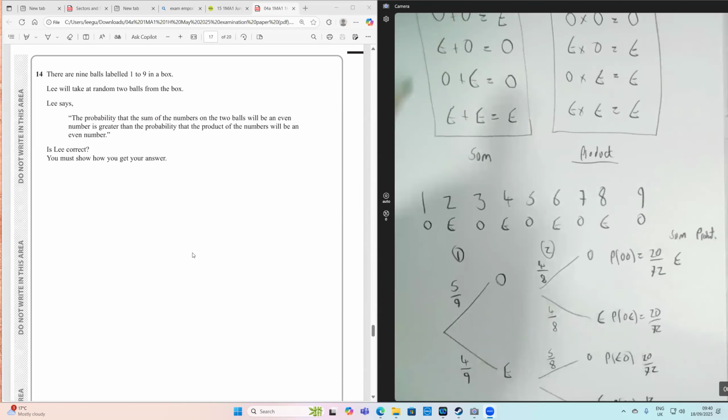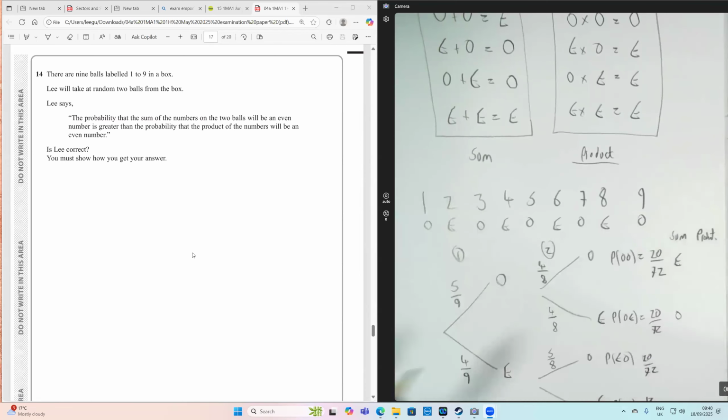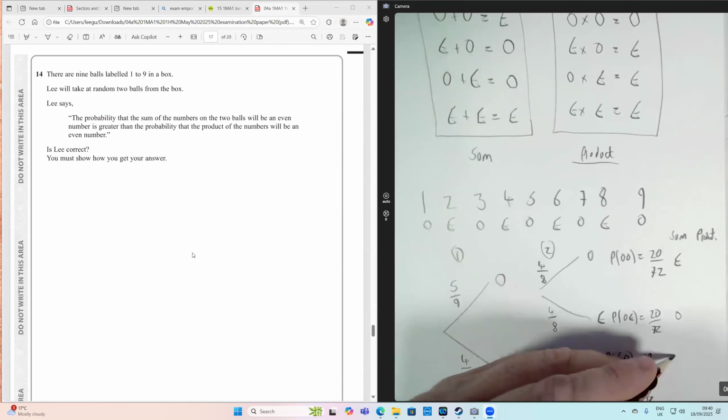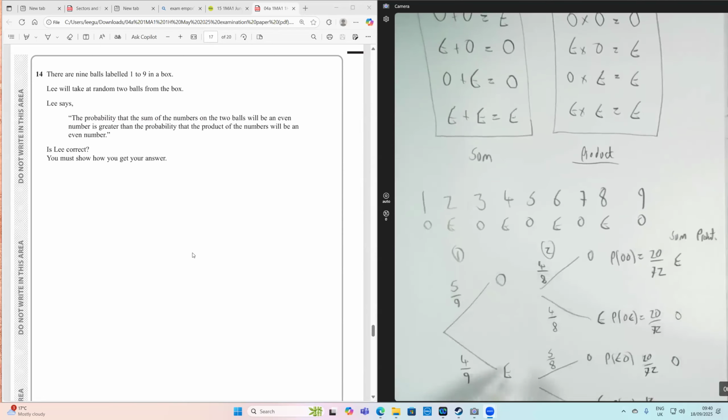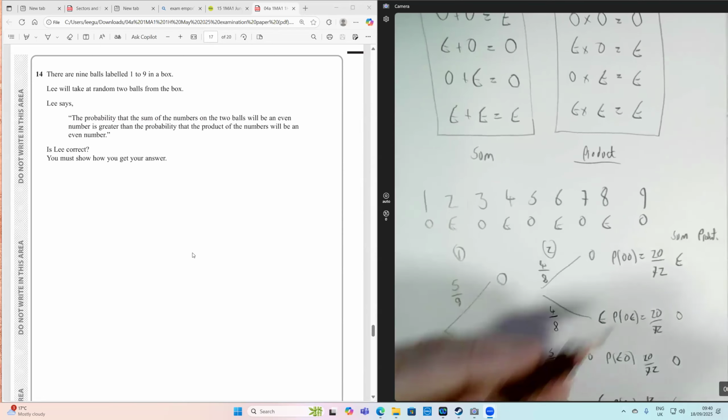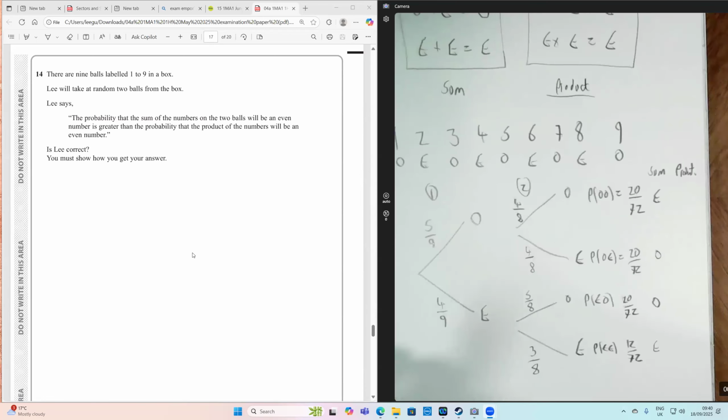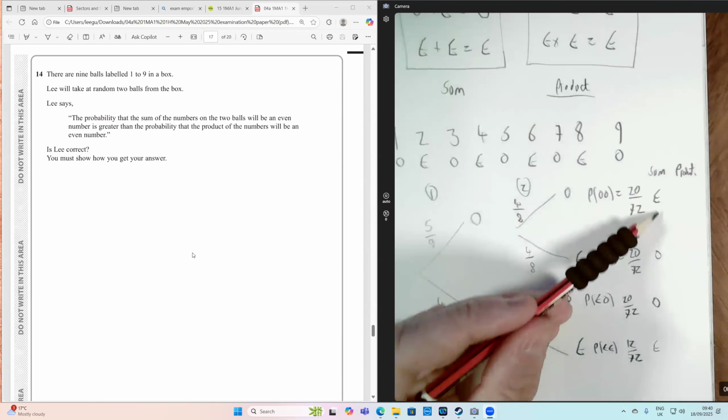Odd add even would be odd. Even add odd would be odd. So that would be odd. And then finally, even add even would be even. So if Lee was adding these two numbers together, that would be even.